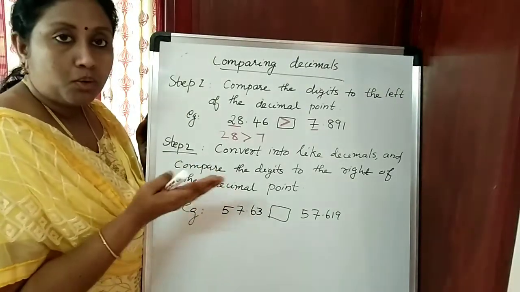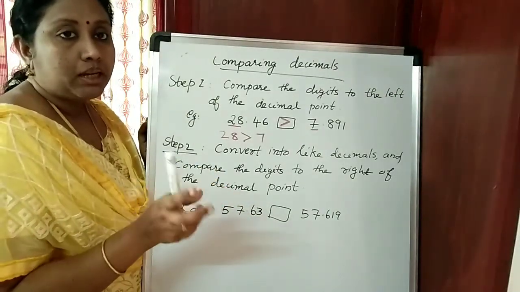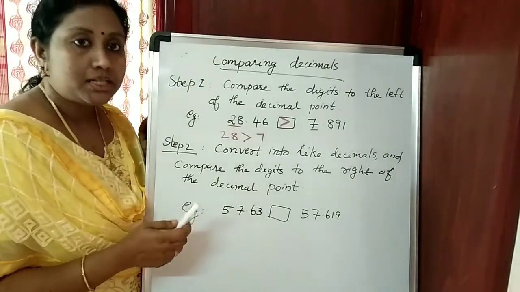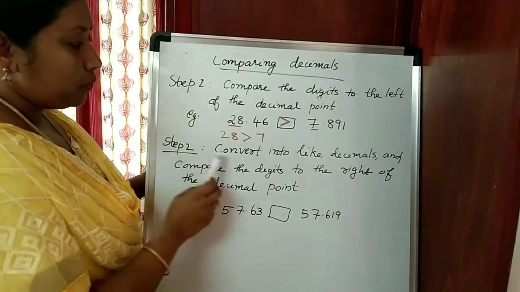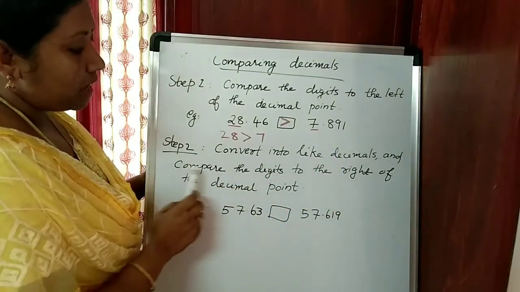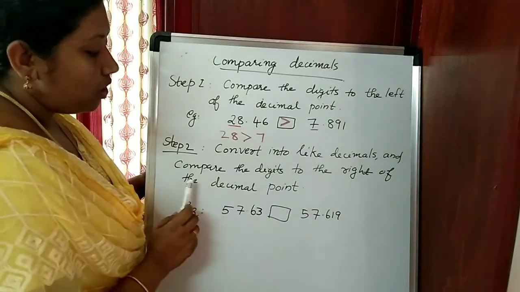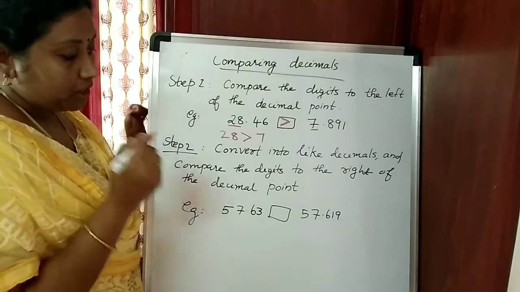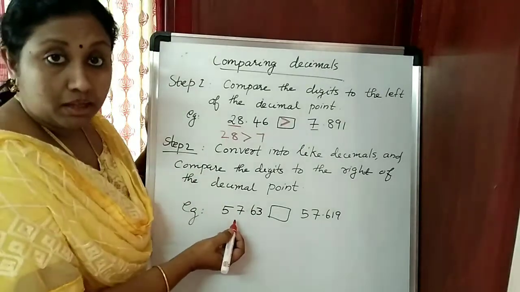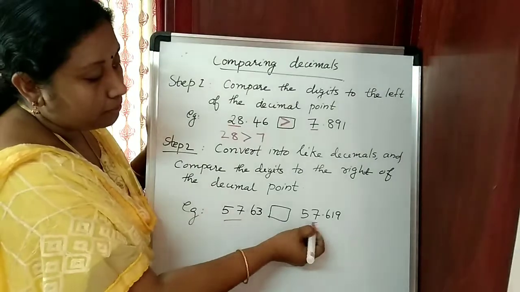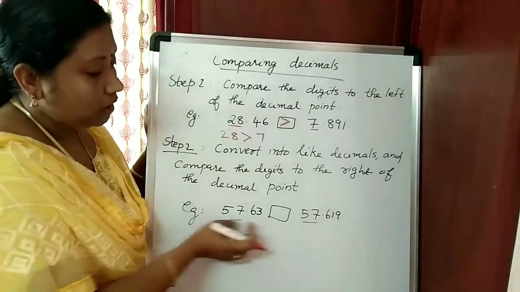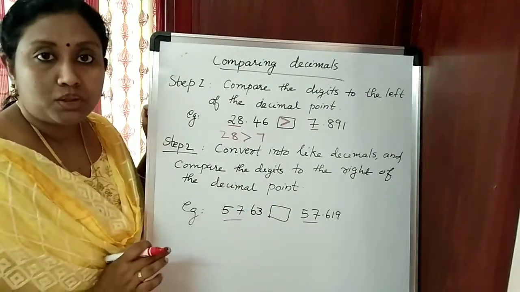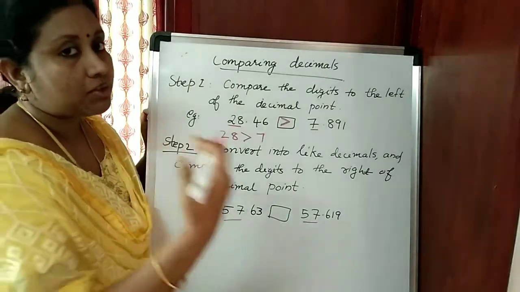If the whole number parts, or the integral parts, of both numbers are the same, how will you compare the given decimal numbers? Step 2: convert into like decimals and compare the digits to the right of the decimal point. This is the second step. Look here. First you compare the whole number part. Both whole number parts are the same, that means 57 here and also 57 here. Both are same. In that case, what is our next step?